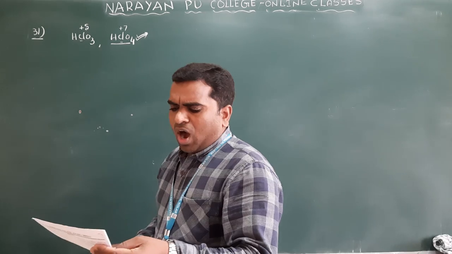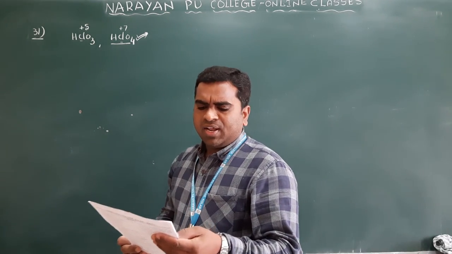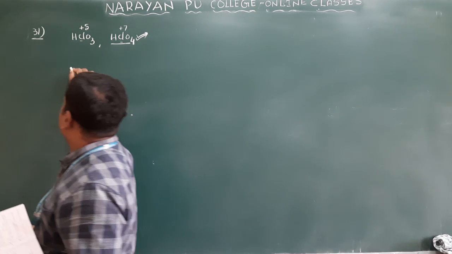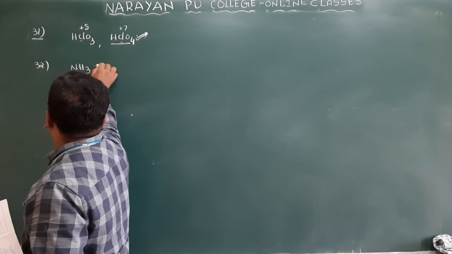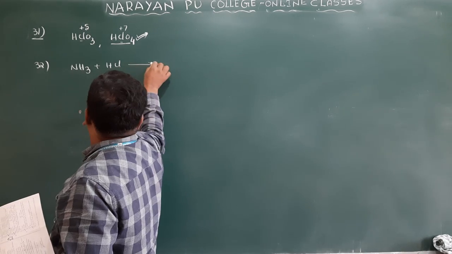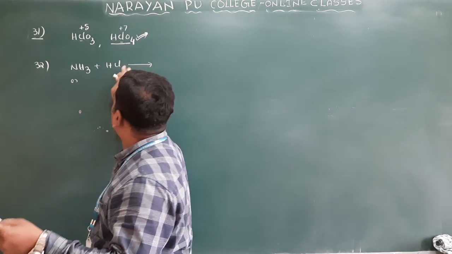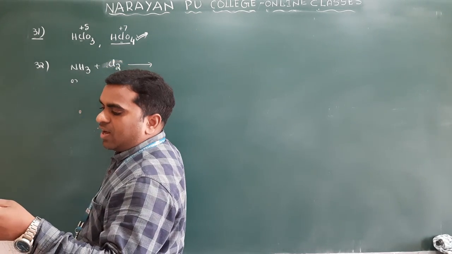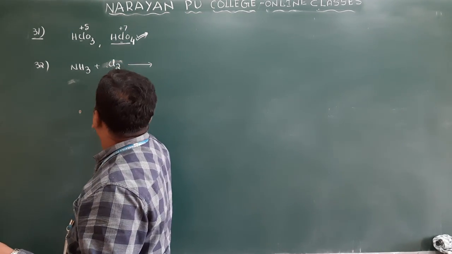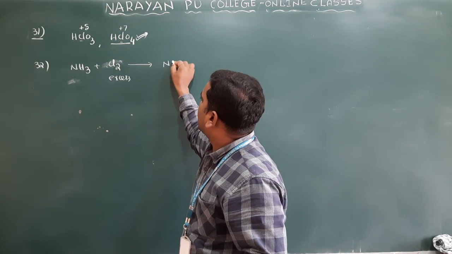And 32: ammonia on reaction with excess of chlorine gives? That is NH3 plus chlorine. Which one is in excess here? On reaction with excess of chlorine, chlorine is in excess.